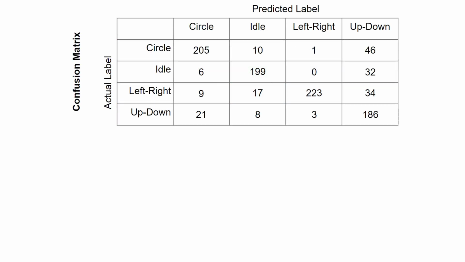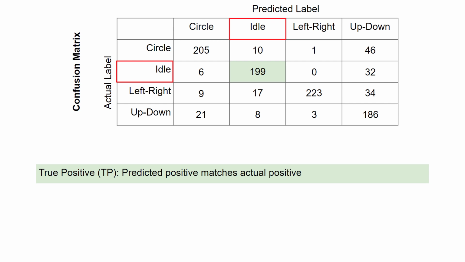To compute the true and false positives and negatives for a more than 2 label classifier, you must compute those values separately from the perspective of each class. For example, let's take the idle class as being the positive case. That means all other classes become the negative case. Our true positive case is still when the predicted idle label matches the actual idle label.